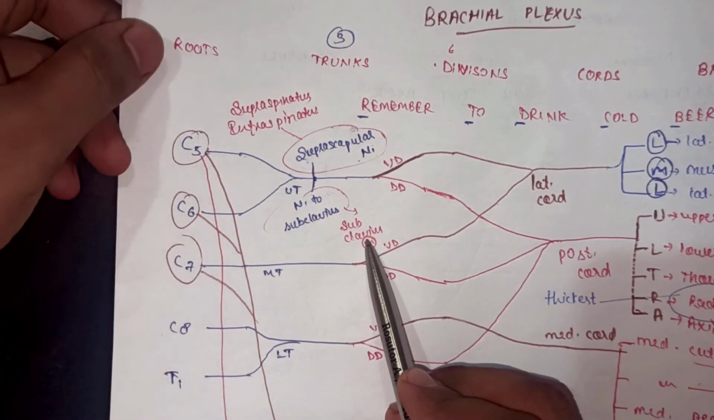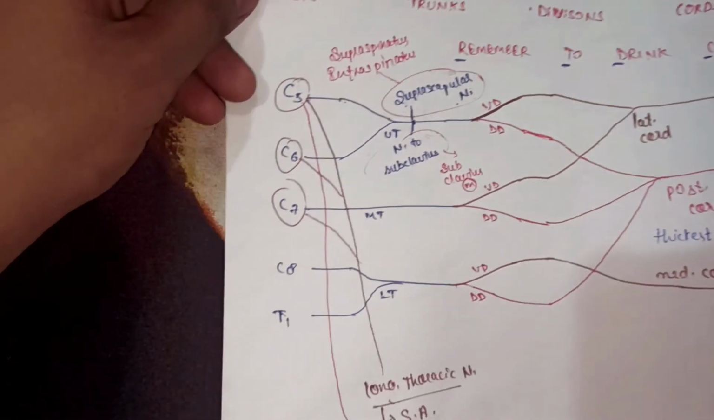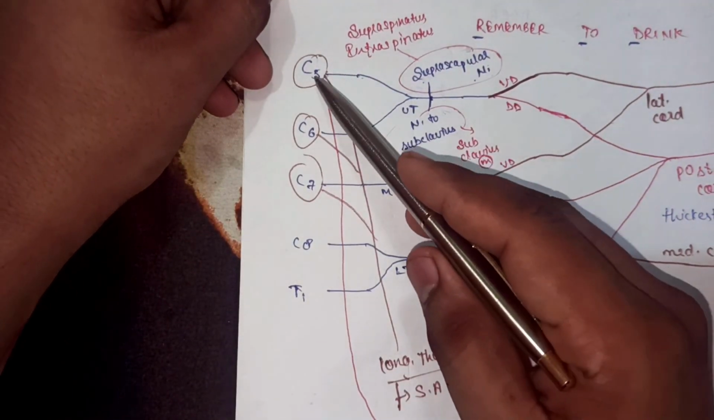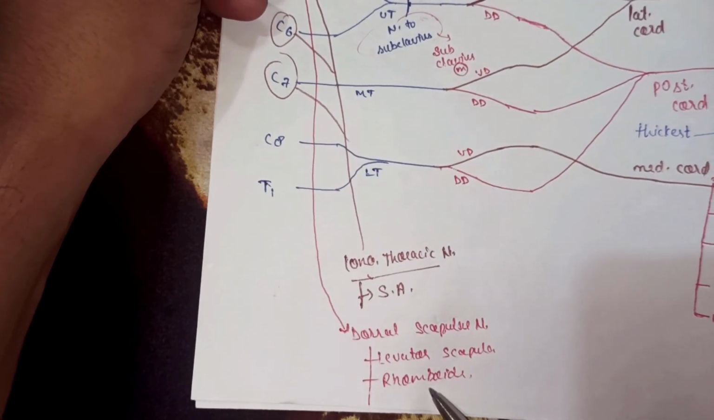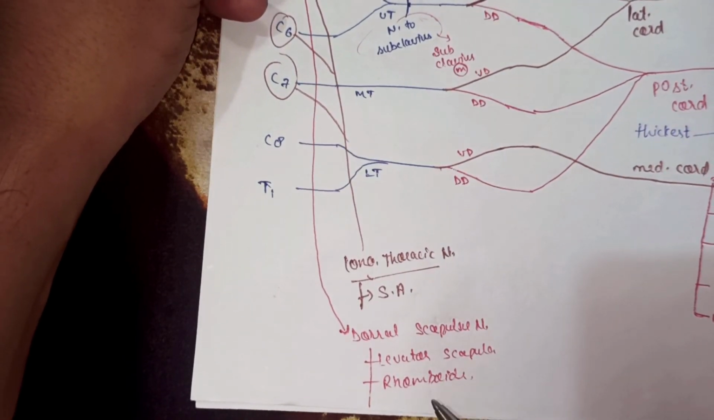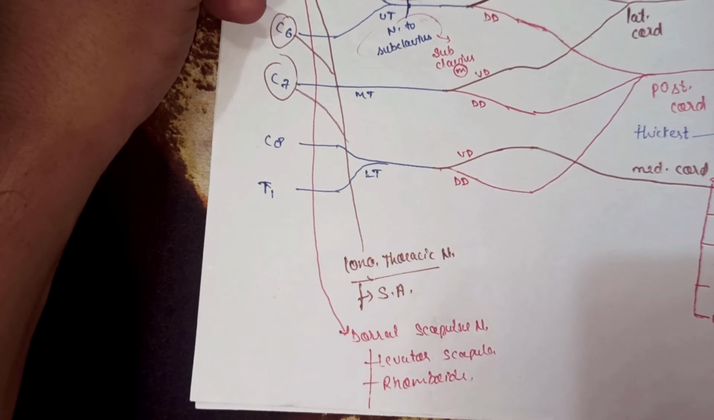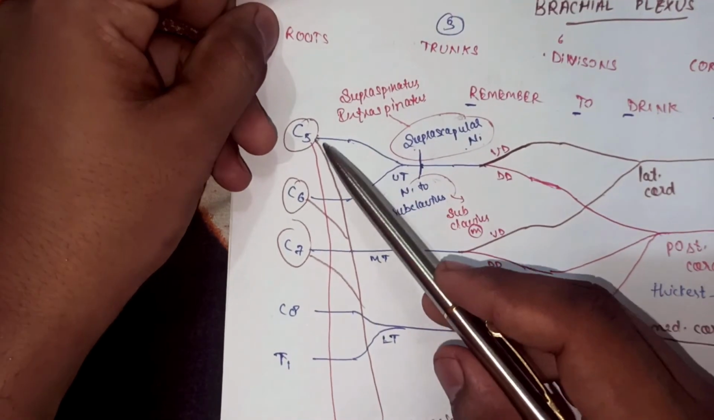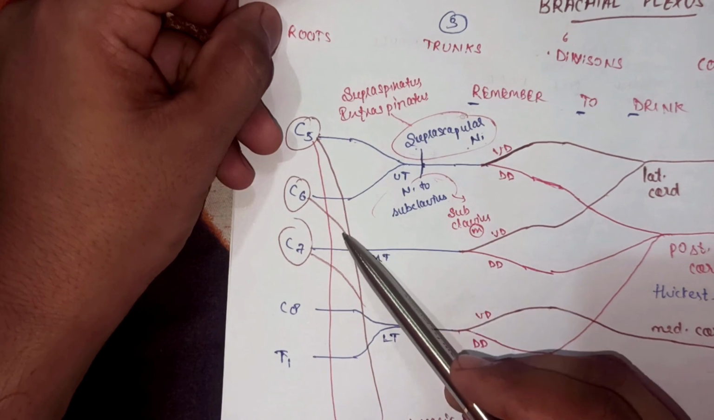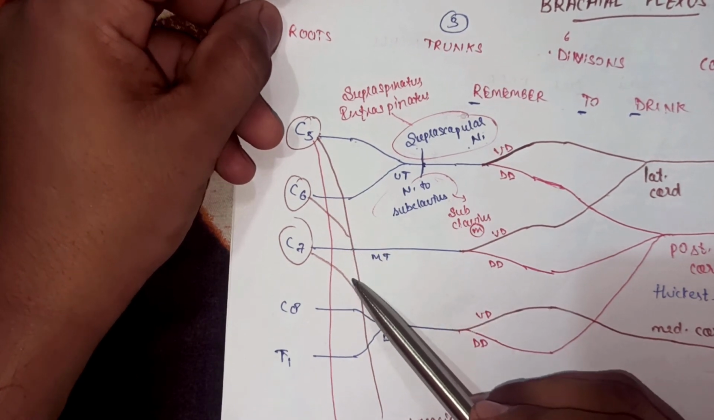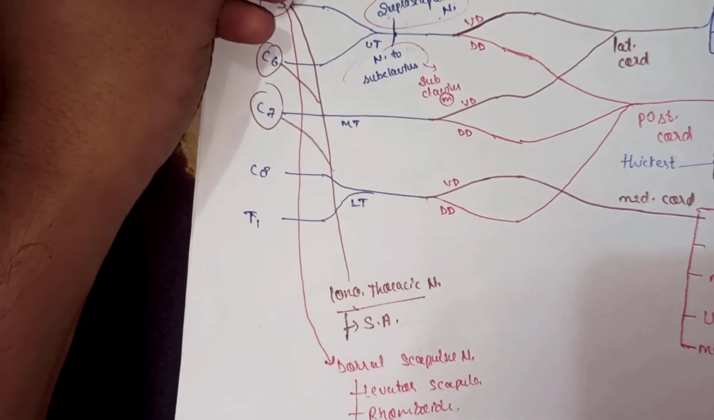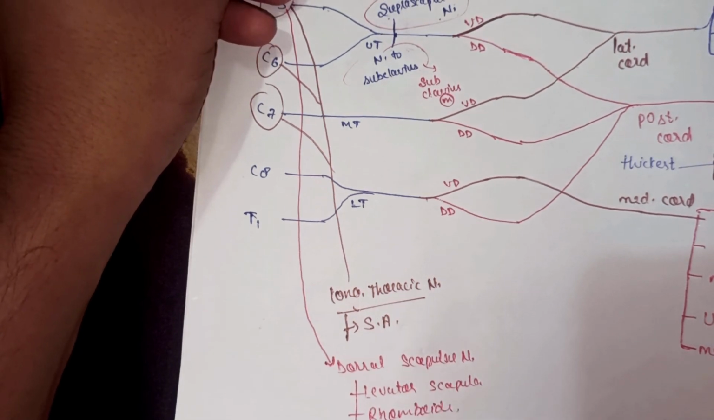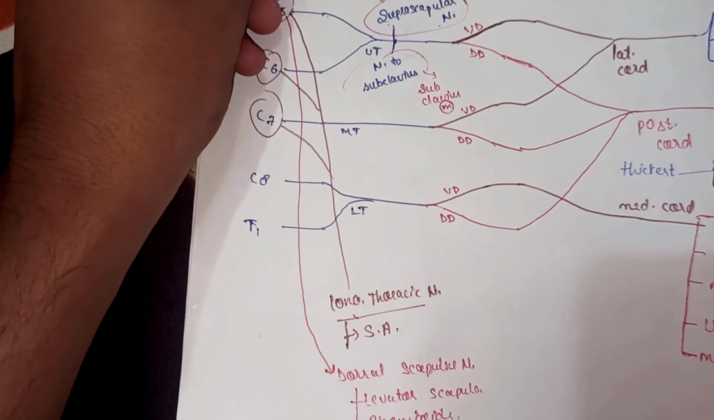The roots also give nerves. C5 gives a nerve called the dorsal scapular nerve, which supplies the levator scapulae and both rhomboids, major and minor. And C5, C6, C7 give nerves which together unite and form the long thoracic nerve, which supplies the serratus anterior, and this nerve is also known as the nerve to Bell. So this is about the brachial plexus.